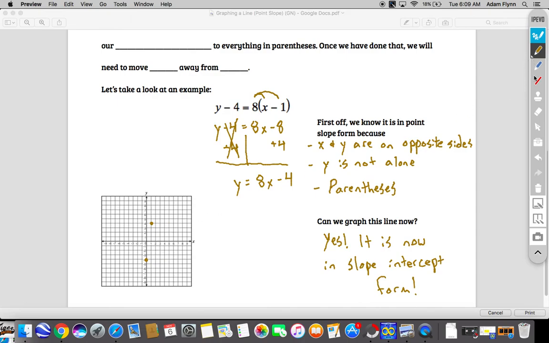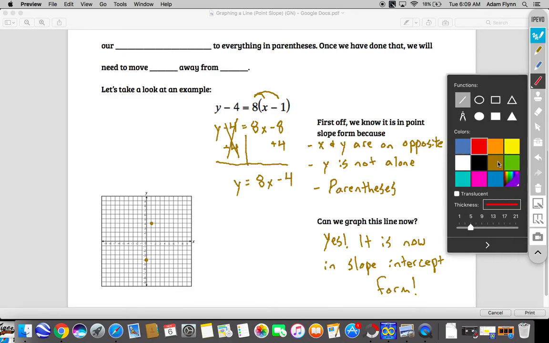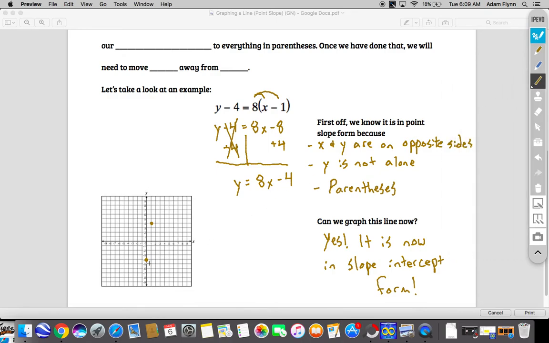So because all my other points will be off the graph, I can connect these 2 points. And I'll extend it in both directions. And then last but not least, I'll add some arrows because this is a line. It does go on forever. So at this point, I would move on to the example video for graphing a line in point-slope form.